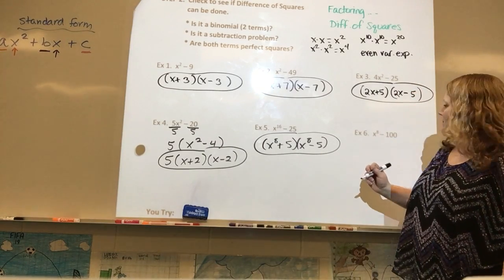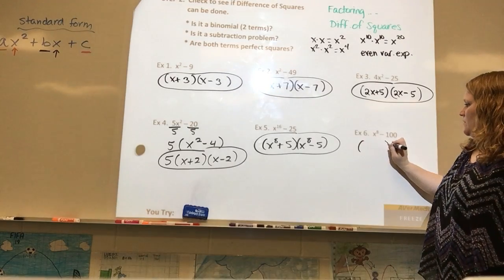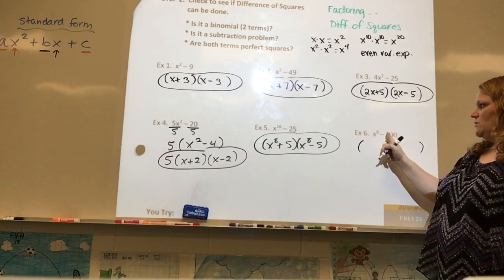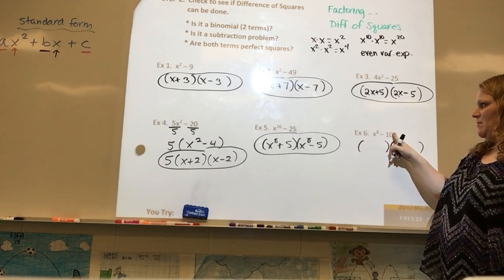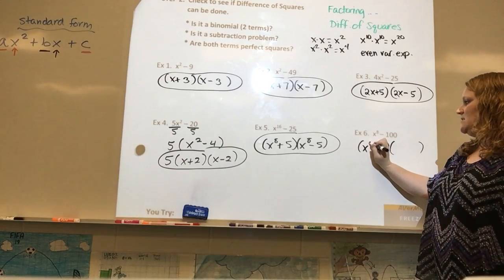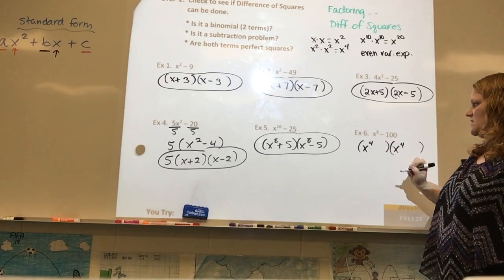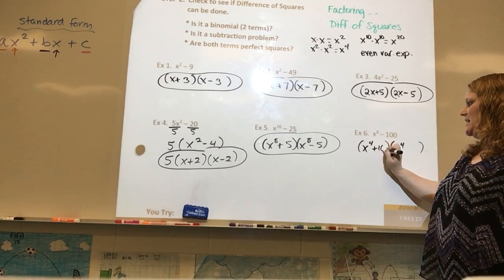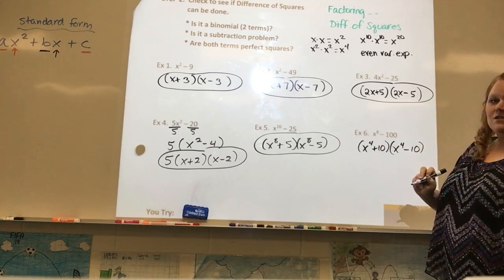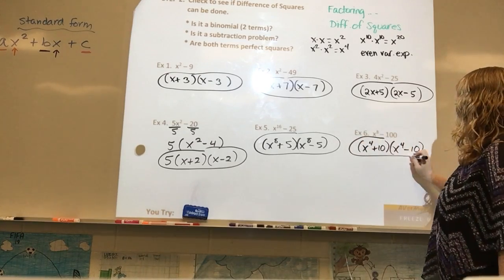For the last example, we have our requirements met, two terms, subtraction, even exponent, perfect square. So we would have x to the 4, because 4 plus 4 is 8, and then a plus 10 and a minus 10, because the square root of 100 is 10.